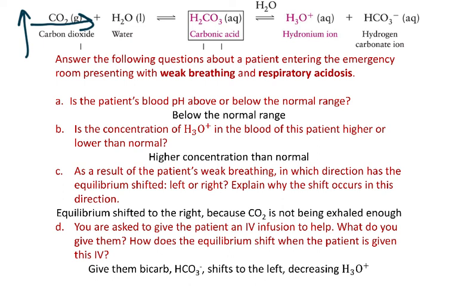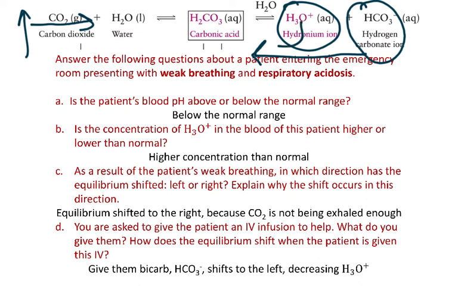You're asked to give the patient an IV infusion to help. What do you give them? And how does the equilibrium shift when you give it? Well, there's too much H3O plus. So if we give some hydrogen carbonate, it will cause a shift to the left, which will take H3O plus with it and bring the concentration back down and pH back up. So it'll give bicarb, shift to the left, decrease H3O plus, bring pH back up.